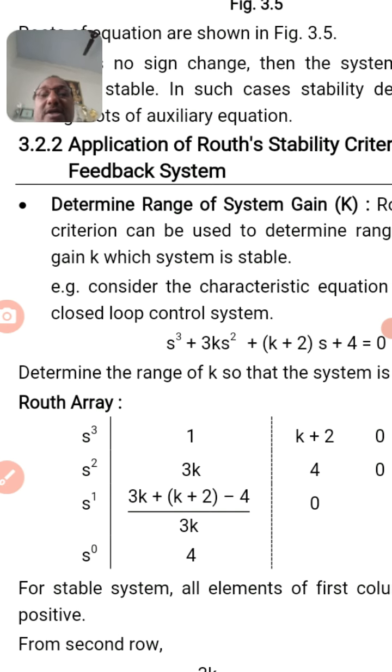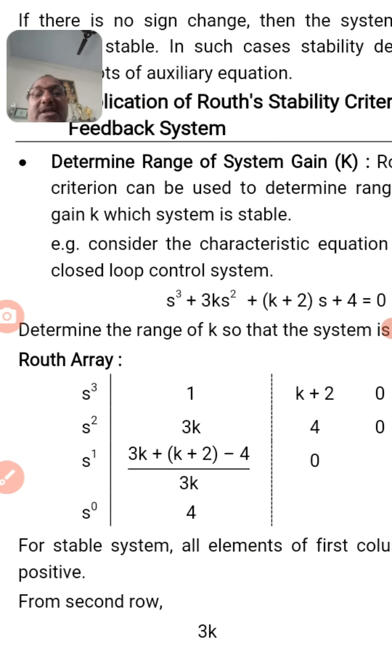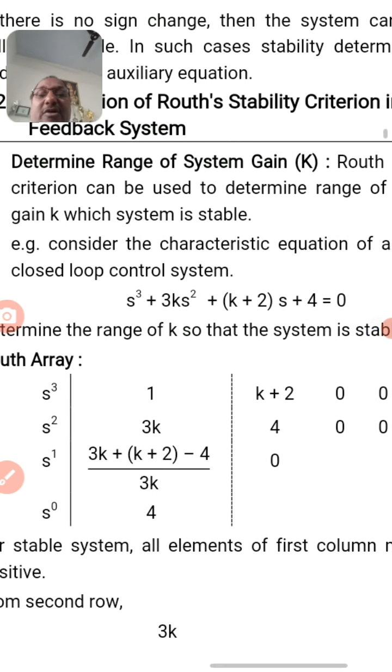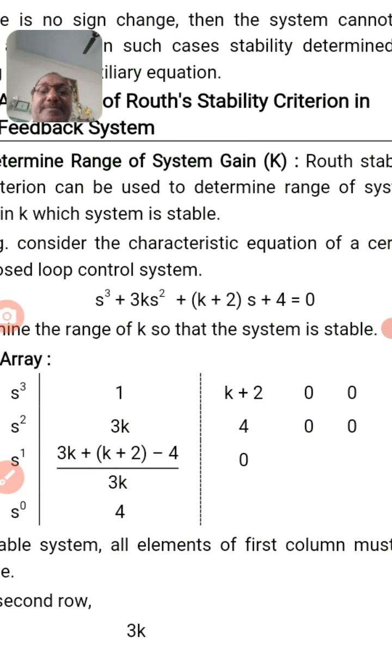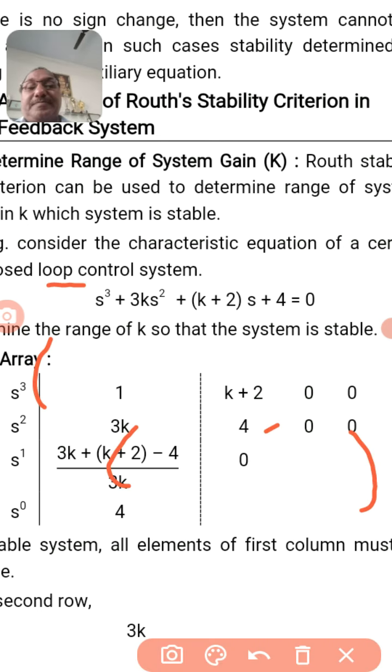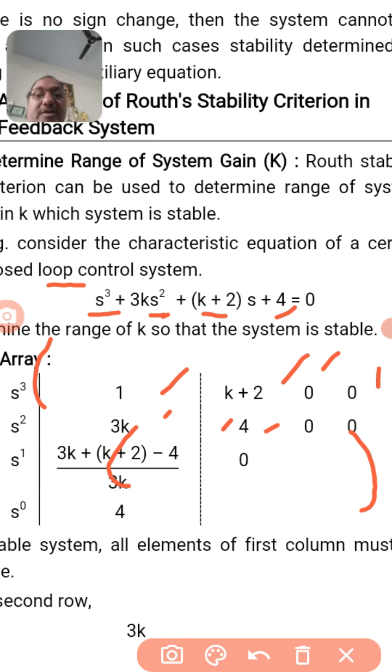Now put the Routh-Hurwitz matrix in which s raised to 3, s raised to 2, s raised to 1 and s raised to 0 will be on the vertical axis, and on the row side we place the rows corresponding to this equation: 1, then k plus 2, 0 and 0. Then 3k, this 4, that is 4, 0 and 0.